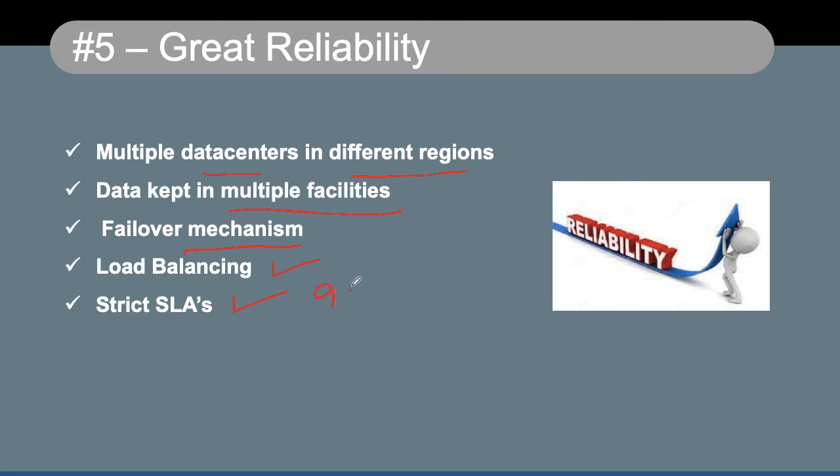Typically they say 99.99% availability, 99.9999%, and they say 11 nines of durability. That means if you upload 10,000 files on the AWS cloud, there are chances that in 1 million years, one particular file may not be available. So their availability is something which can never be achieved in a private cloud or on-prem data centers.